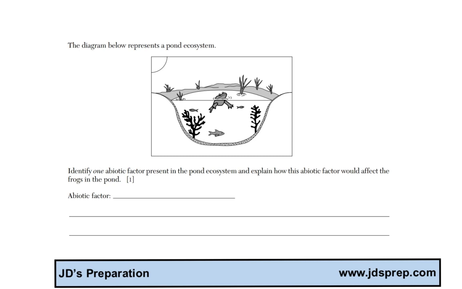Here we have a diagram that represents a pond ecosystem. And the problem asks us to identify one abiotic factor present in the pond ecosystem and explain how this abiotic factor would affect the frogs in the pond. Let's first start by identifying what an abiotic factor is.